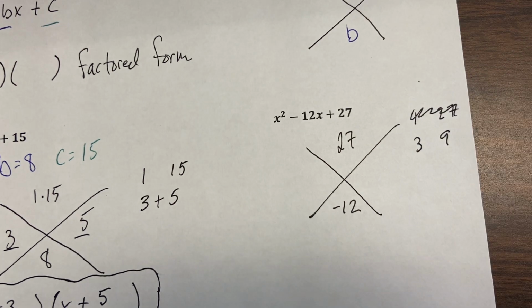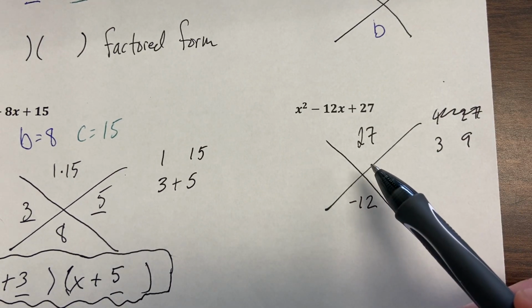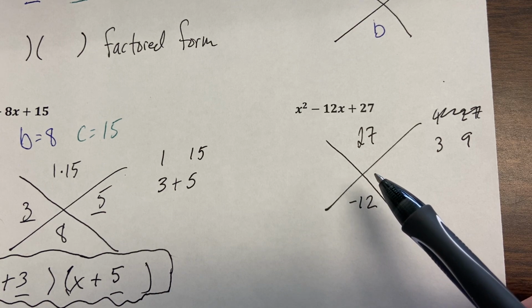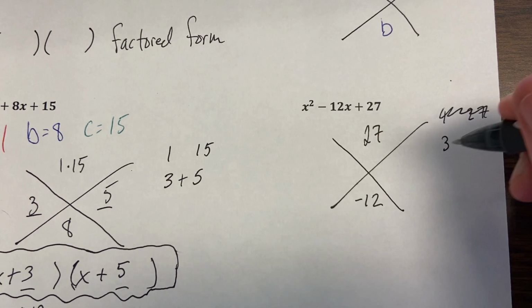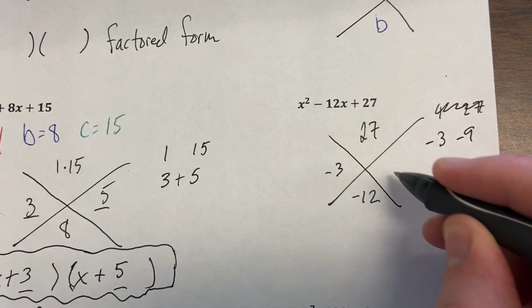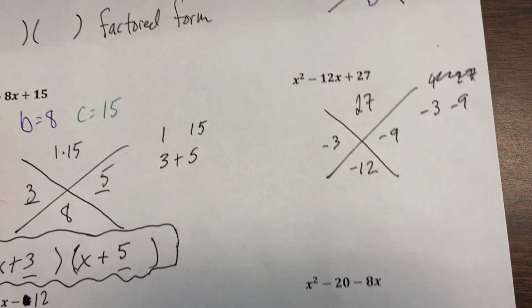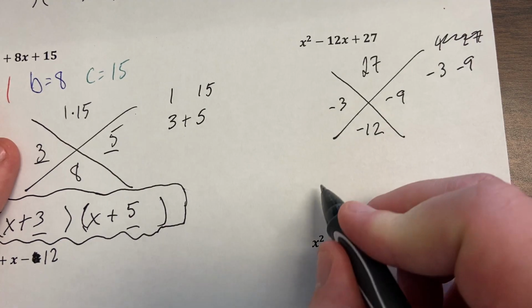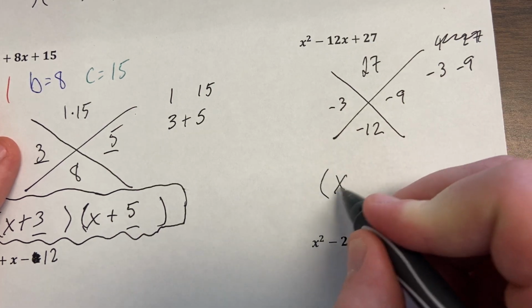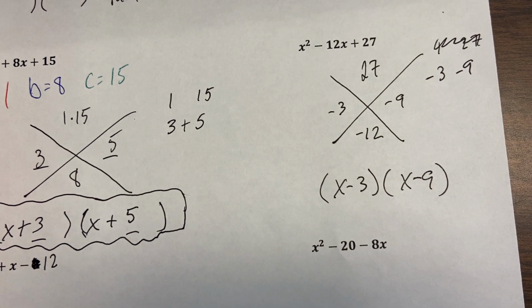A 1 and 27, there's no way that could get us there. But like we talked about, the only way you can multiply two numbers to get a positive, but add them together to get a negative, is if you're dealing with two negatives. And it doesn't matter which side of the diamond these go on. It's just a formality or a template to help keep you organized. All right, so we have x minus 3, and then we have x minus 9.